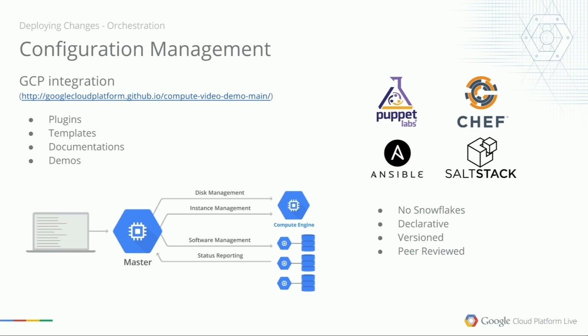And to solve these orchestration problems, the open source configuration management stacks such as Puppet, Chef, Ansible, and Salt are commonly used. Google Cloud has contributed to these communities plugins, templates, documentations, and demos to make the integrations a great experience.